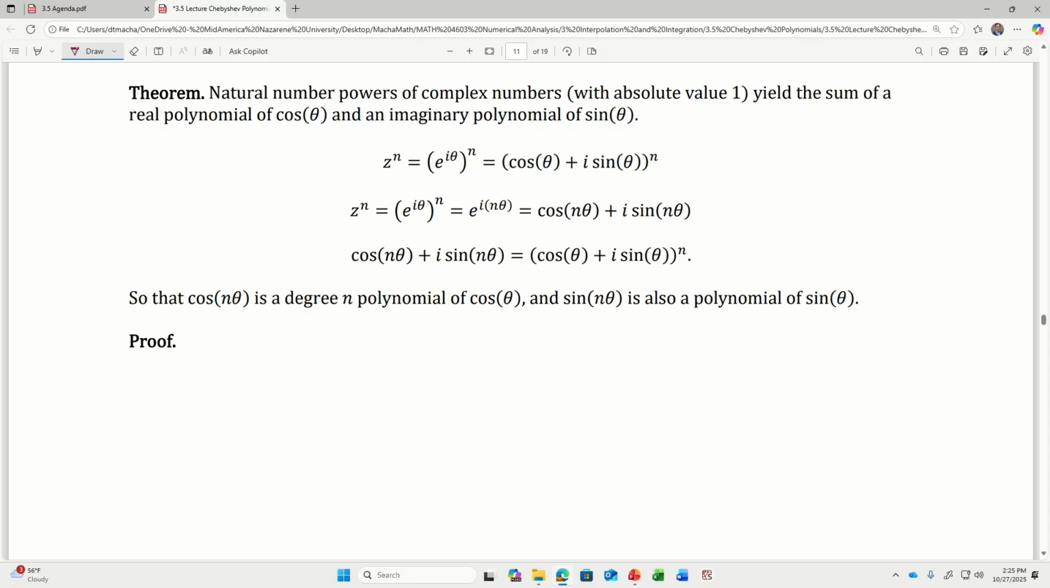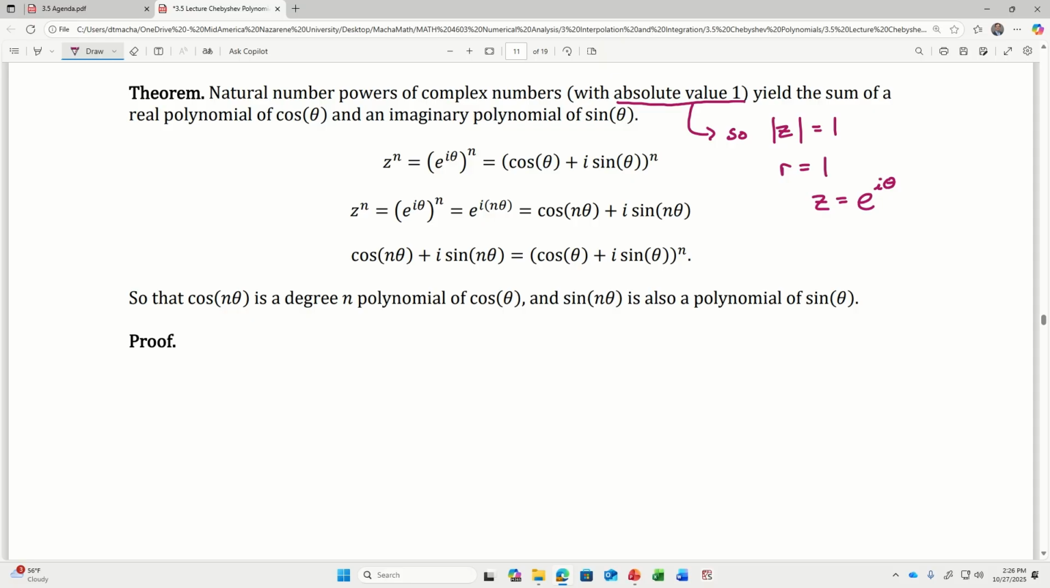So what does this say? Natural number powers of complex numbers. So if I take that complex number z and I raise it to the power 3, I raise z to the power 5 or whatever, what does it do? Specifically, we're thinking about complex numbers that have an absolute value of 1. So if the absolute value is 1, that means in the polar form, r is equal to 1, and that means z is equal to e to the i theta. That's a complex number with absolute value 1.